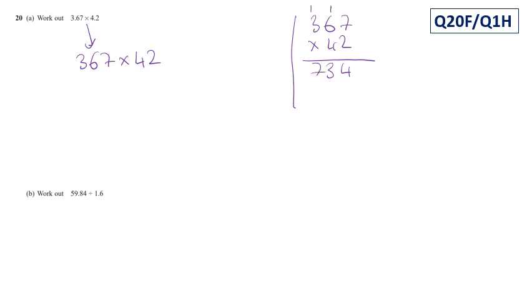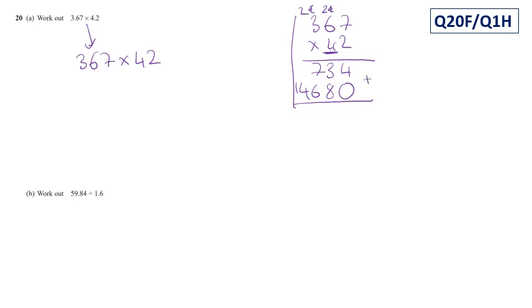Now, as we move on to the next digit, the 4, and as that's the 10s digit, we're going to add a 0 here. So 4 times 7 is 28. So write 8 and carry the 2. 4 times 6 is 24. Add the 2, which is 26. So write the 6, carry the 2. And 4 times 3 is 12. Add the 2, which is 14.